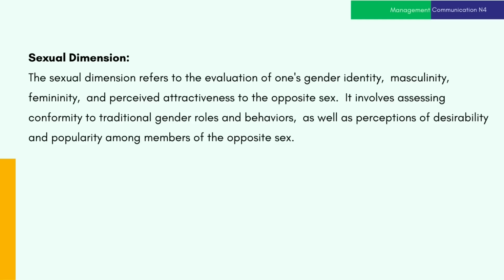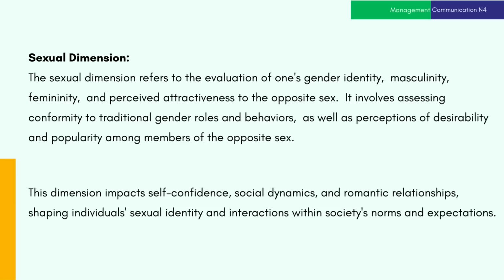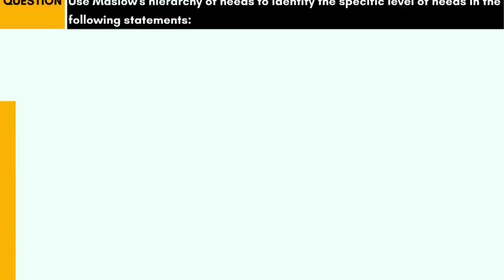The sexual dimension refers to the evaluation of one's gender identity, masculinity, femininity, and perceived attractiveness to the opposite sex. It involves assessing conformity to traditional gender roles and behaviors, as well as perceptions of desirability and popularity among members of the opposite sex. This dimension impacts self-confidence, social dynamics, and romantic relationships, shaping individual sexual identity and interactions within society's norms and expectations. Question.